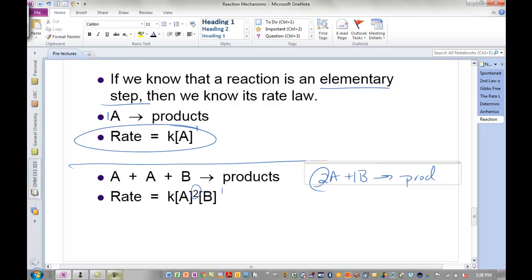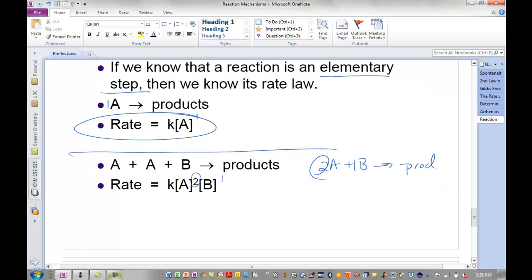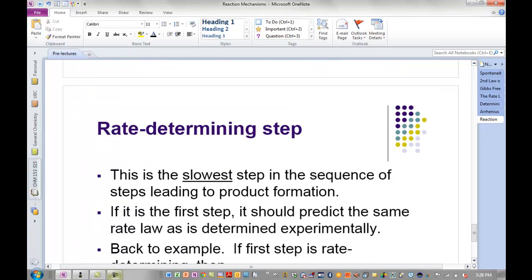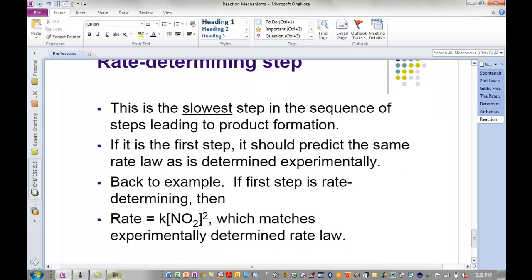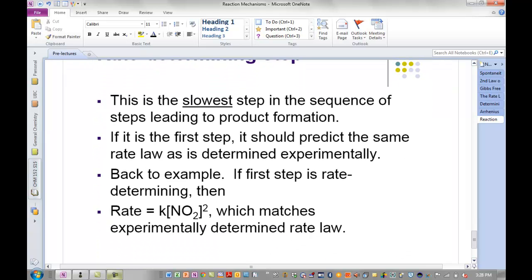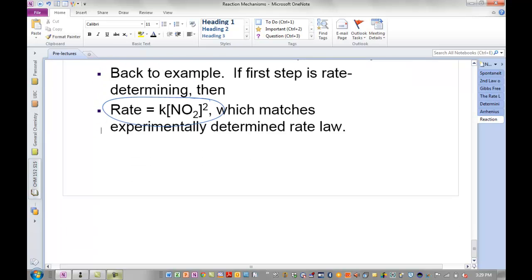So, going back to our mechanism. Does the slowest step match this experimental rate law? Okay, for now, we're going to leave it at, if it's the first step in the mechanism, it's really easy because we can write the rate law directly. We're going to look at a harder example in class where the slow step is further down in the order. You know, it's not the first step.